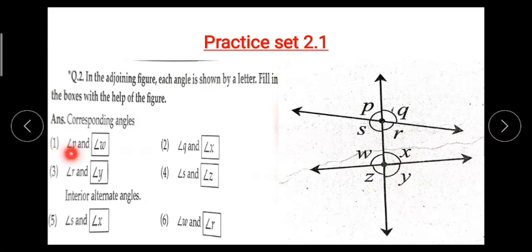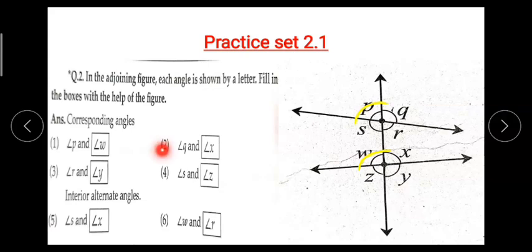One angle is given, that is angle P. See this angle, students. Can you see the corresponding pair of P? So here the corresponding pair of P is W. Yes or no? See here, I have marked it with yellow pen. The pair is angle P and angle W. So what will you write here? Angle P and angle W.